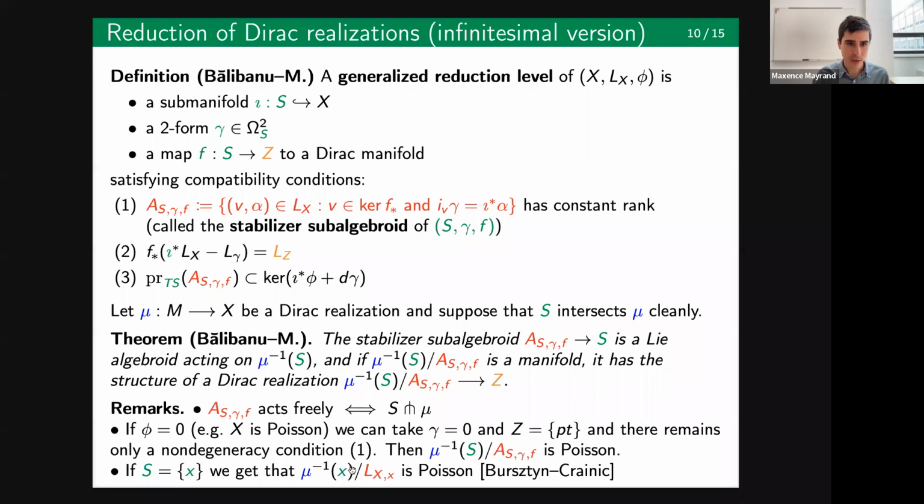Also, if we take S to be a singleton, then we get the notion of reduction of Dirac realization, which already appeared in the original paper of Bursztyn and Crainic. So what we do is a generalization of that, where we reduce along a submanifold instead of a point.